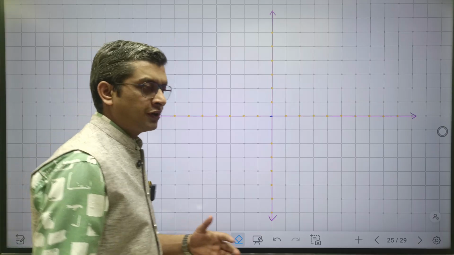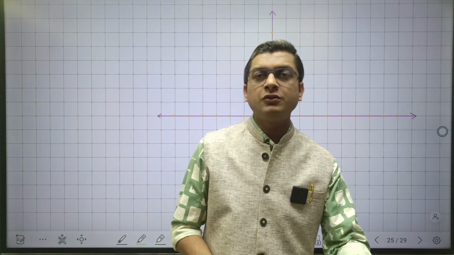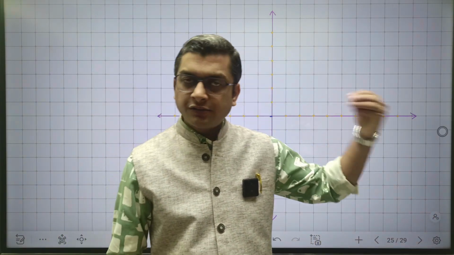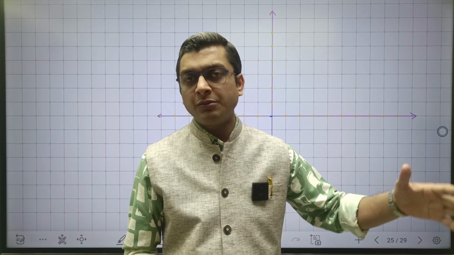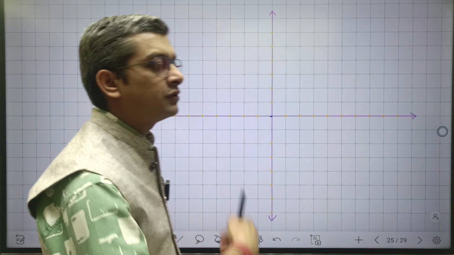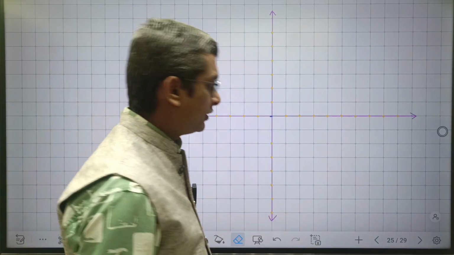So first we have to consider the two-dimensional system, and whatever formula we use in the two-dimensional system, the same formula will be used in the three-dimensional system with the addition of one more term, that is for the z coordinate, isn't it?